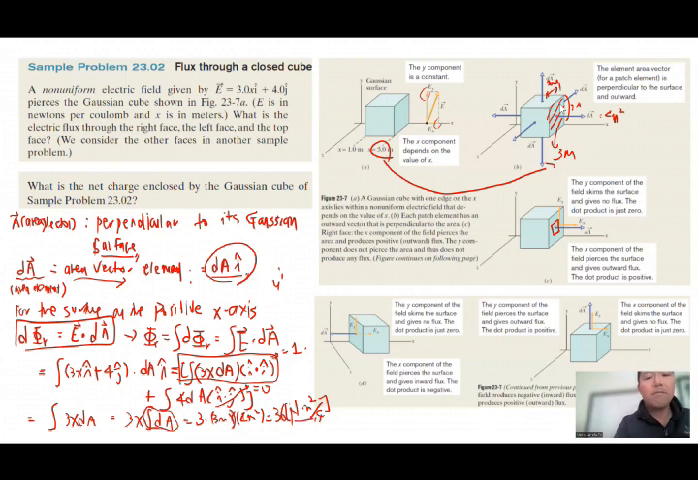Okay, that is the flux of that face of the Gaussian surface, the Gaussian cube. And now with that idea, let's estimate the flux on the left face and the top face too.